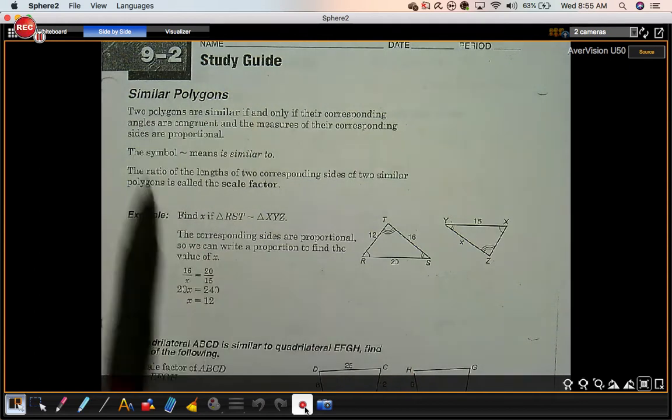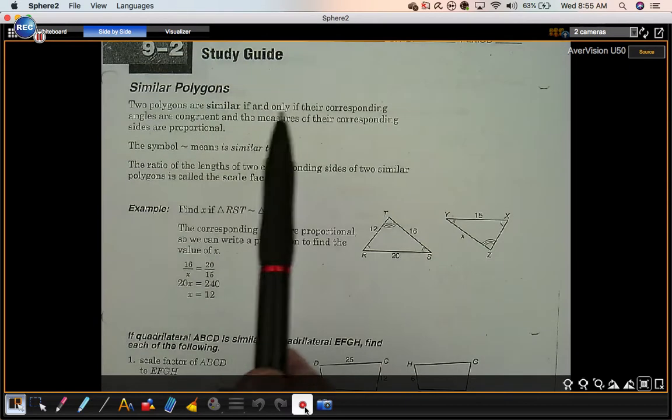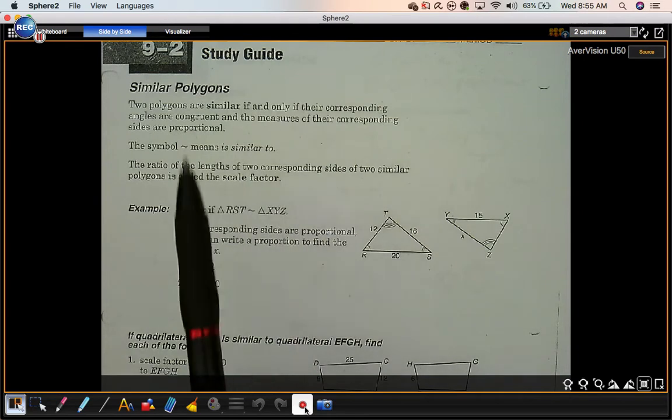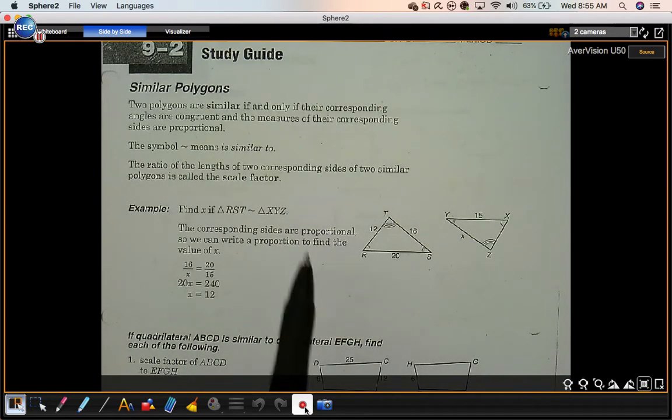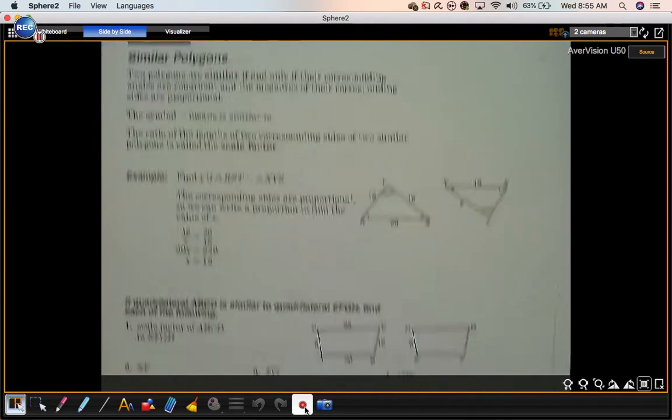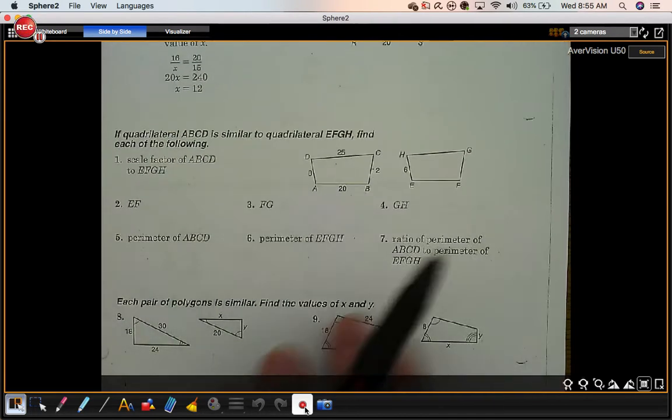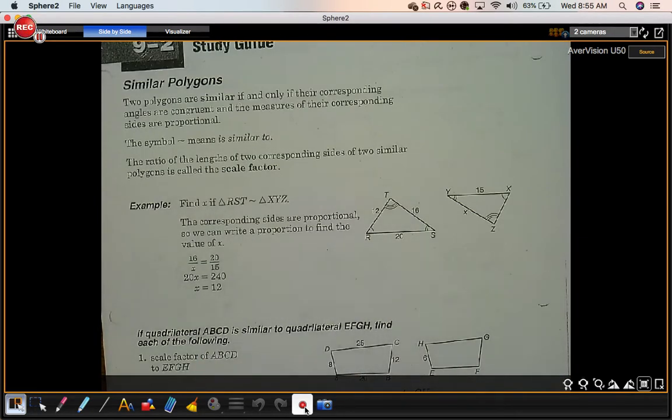Study guide 9.2 on similar polygons. If you're not sure what similar means, it tells you a lot of information here that'll help you. It even works out an example for you. So if you get stuck on this part, maybe look over this.